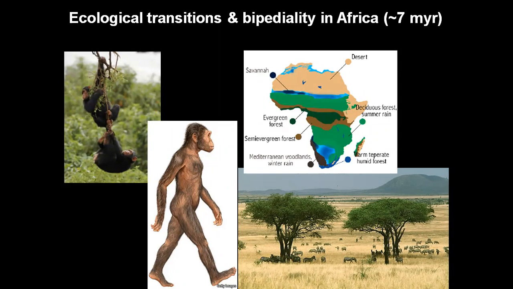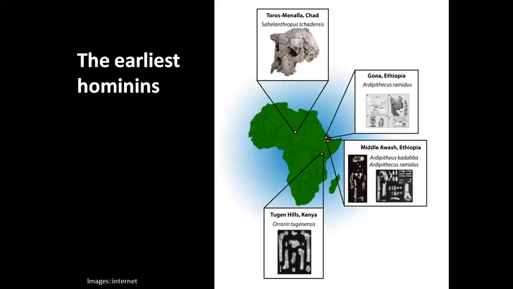The earliest tools are probably not stone tools. There are probably other materials, and I'll show you that example. So the earliest hominins are only found in parts of East Africa and Central Africa. Very little evidence, and most of it is fragmentary. And some people debate whether it's really humans or whether it's apes. So it's not clear.